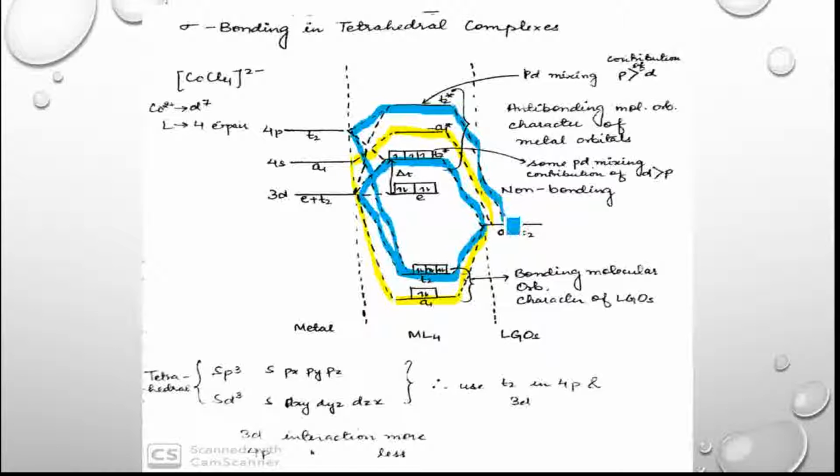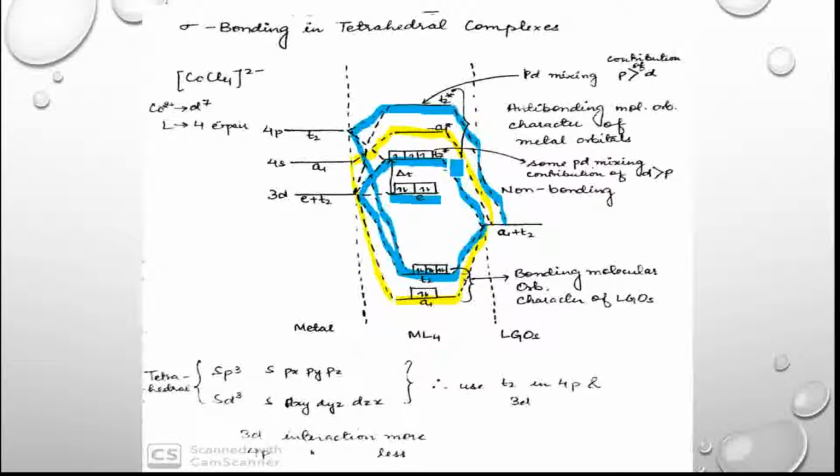So this is how you can draw the molecular orbital diagram, and what you are left with, you can see here, is your E, which is not taking part in any bonding interaction, so this will remain non-bonding when you consider only the sigma bond. So this is the molecular orbital diagram.